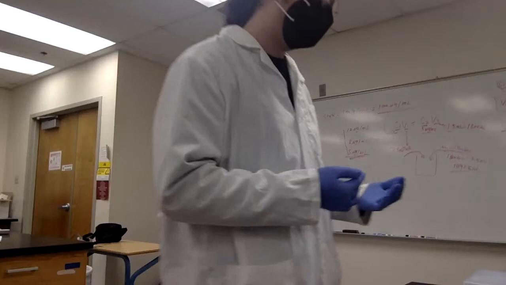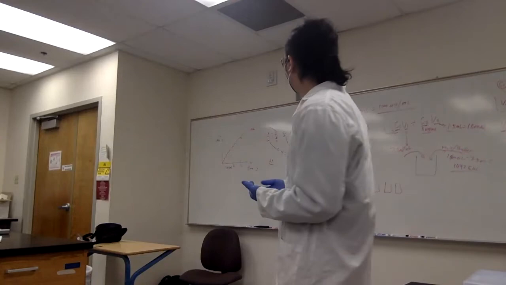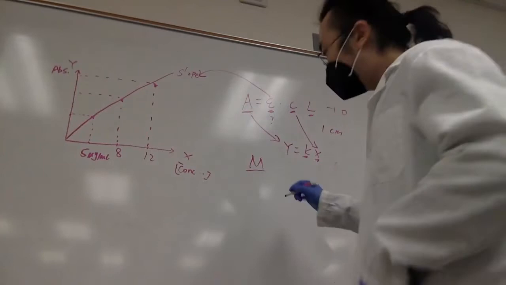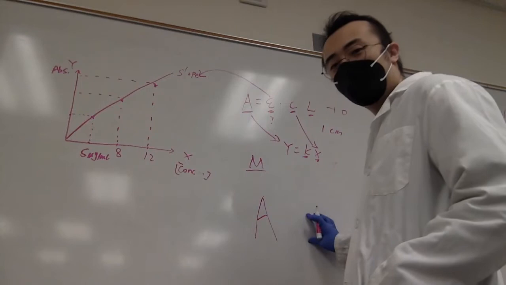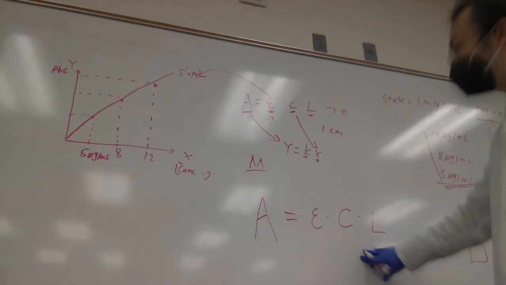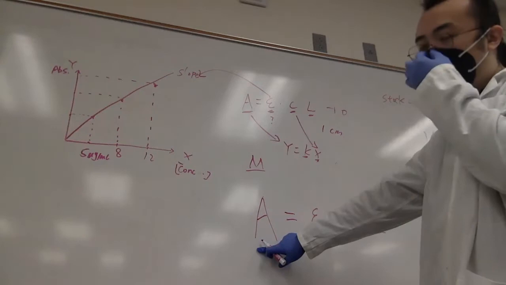So how to do this? Basically, we are using one equation, which is here. Write it down again. So the equation here is A equals extinction coefficient times concentration times the path length. That's called Beer-Lambert's law. So A refers to the absorbance, which we will get from the spectrometer.